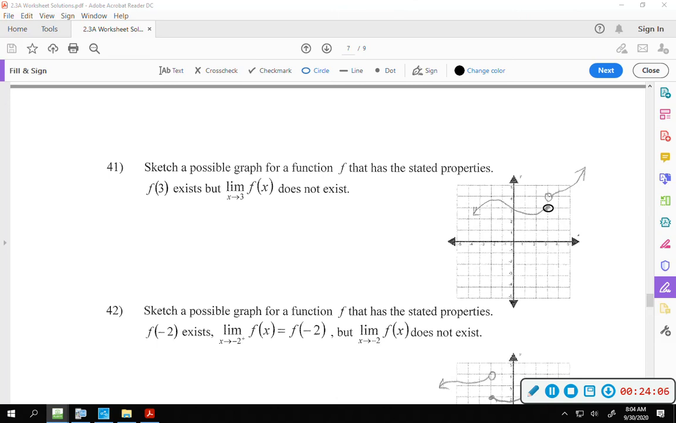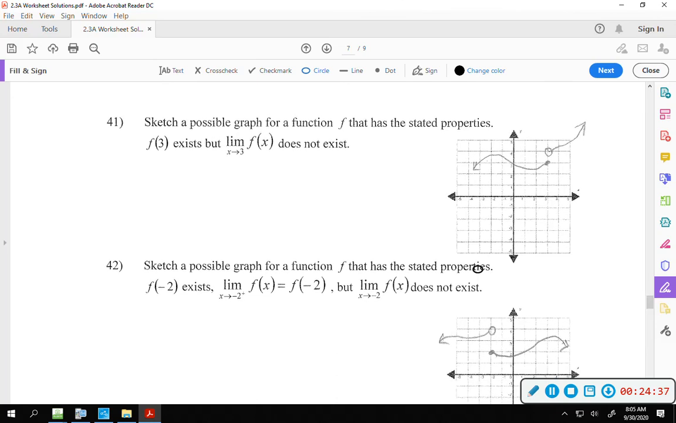But the limit as x approaches 3 does not exist. So that means as I approach 3 from the left, it cannot have the same value as I approach 3 from the right. This is one of several different graphs that you could have, right? A jump discontinuity. You could have had the right hand come to 3 and the left hand not come to 3. That would have been fine. There's a number of different ways that you could have graphed this.